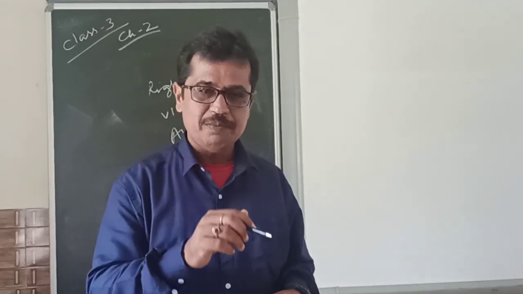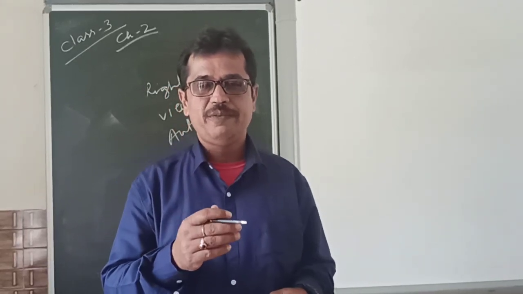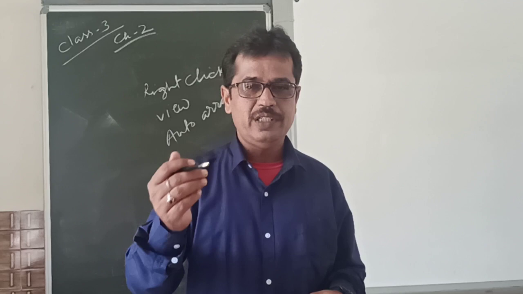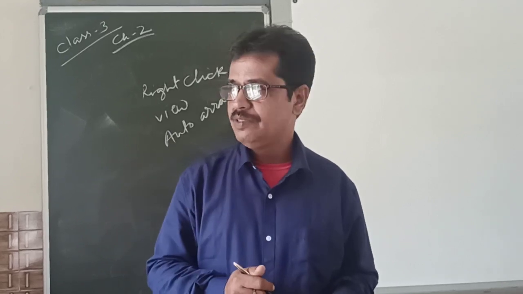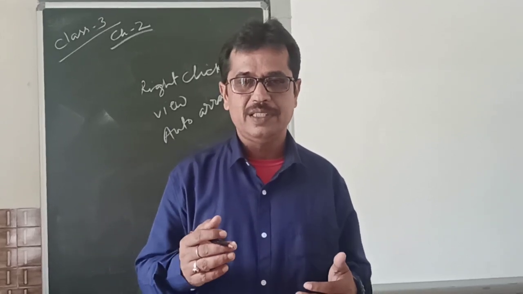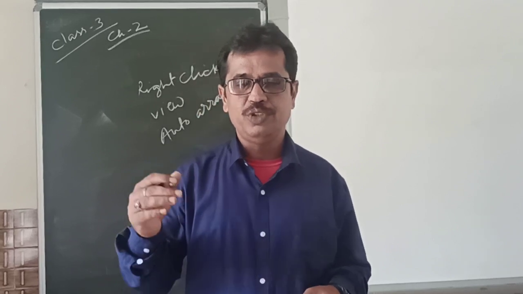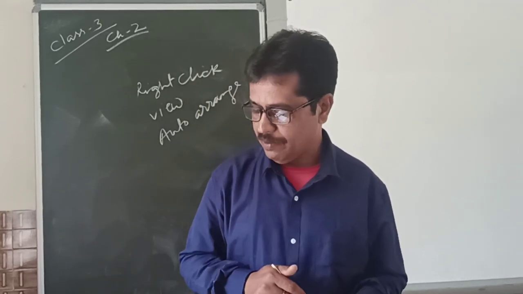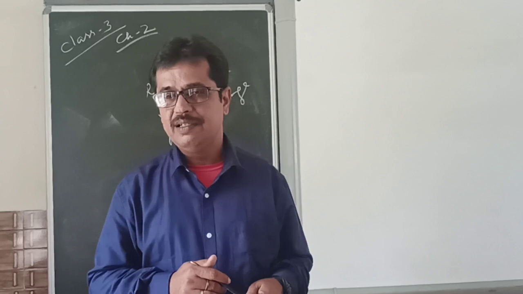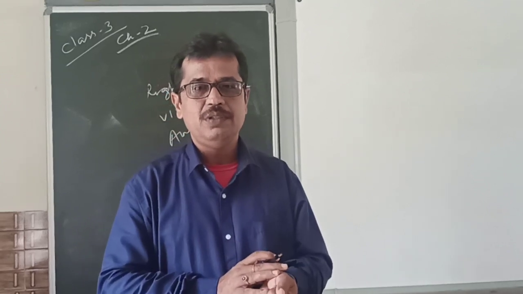Click on the start button, click shutdown, wait for some time till your monitor screen goes black. When it is dark black, it means it is already shut down. Then you switch off your UPS, then switch off the main power supply. So these are the steps for shutting down a computer.